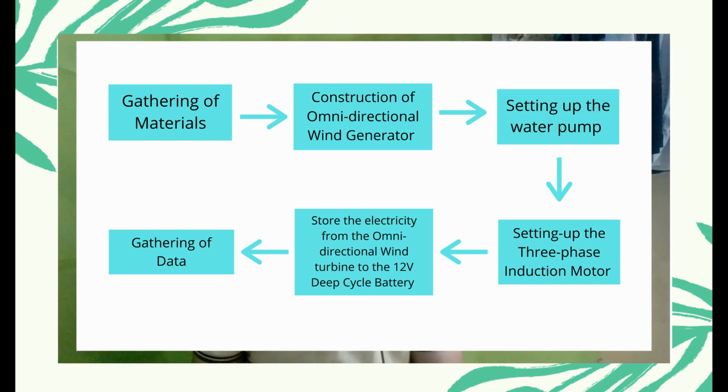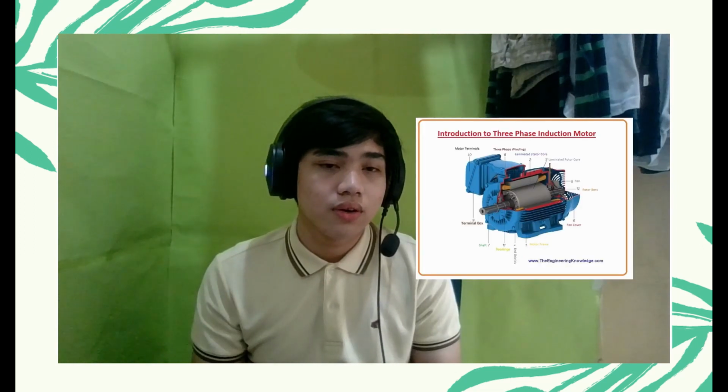Third is the setting of the water pump. Fourth, setting up the 3-phase induction motor. Fifth, store the electricity from the wind turbine in the 20-volt battery. And lastly, gathering of materials.